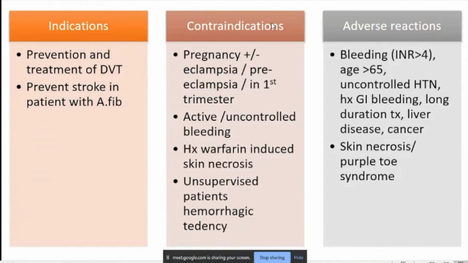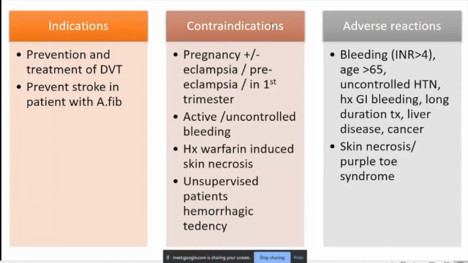Serious adverse drug reactions include bleeding. The risk of bleeding increases if the INR is above 4 and if the age is above 65. And if the patient has uncontrolled hypertension, or a history of GI bleeding, or a long duration of treatment, the risk of bleeding is very high in those patients.